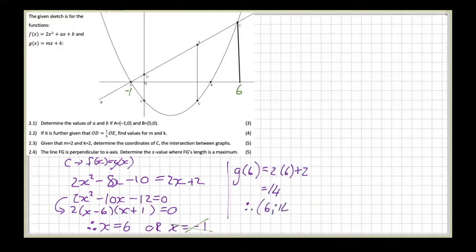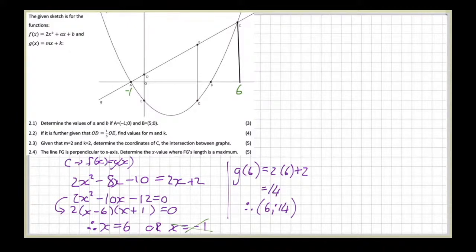6, 14. No issues. Perfect. 100%. I like it. Does it make sense? Yes, because the y value must be positive. And it must be higher than 2, because at D, the y value is 2. So it must be a lot higher than 2. So it makes sense. Always check your answer.